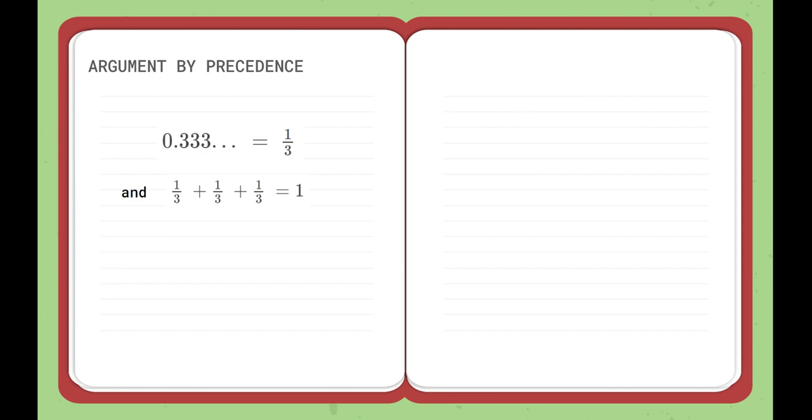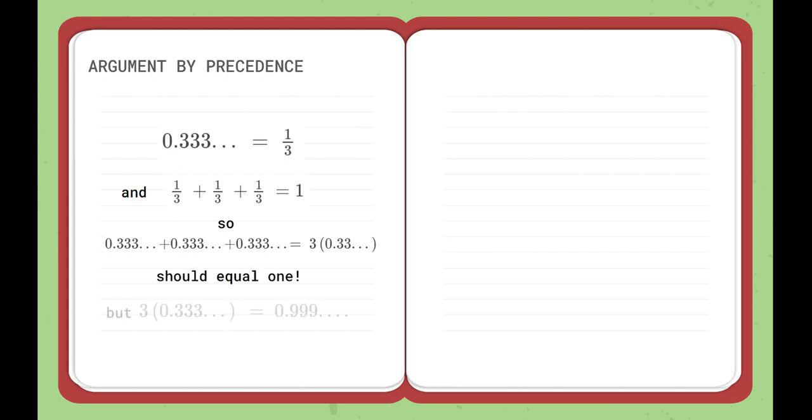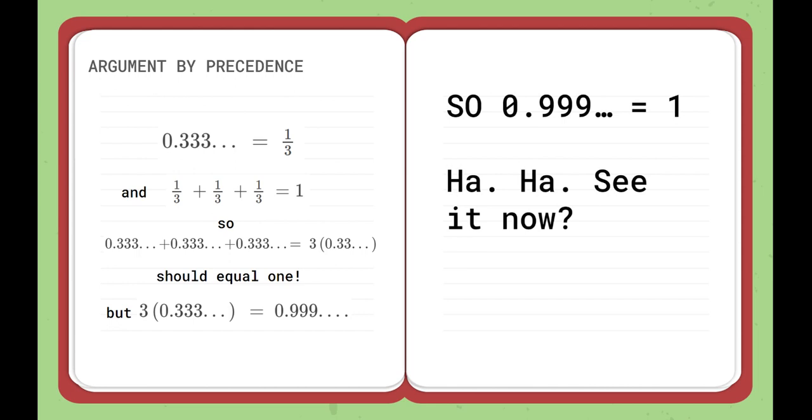You're a feisty type. Let me set a precedent. Since you're so smart, you probably know that 0.3 repeating equals 1/3. And 1/3 plus 1/3 plus 1/3 equals 1. So 0.3 repeating plus 0.3 repeating plus 0.3 repeating, which is 3 times 0.3 repeating, should equal 1. But 0.3 repeating times 3 equals 0.9 repeating. So 0.9 repeating must equal 1.